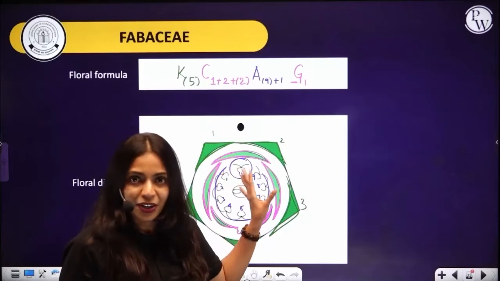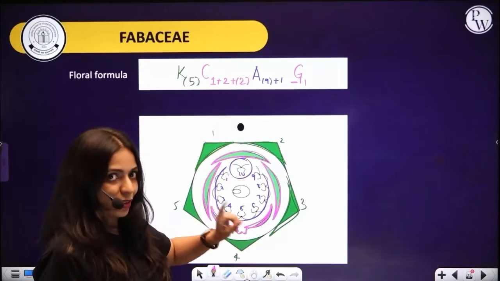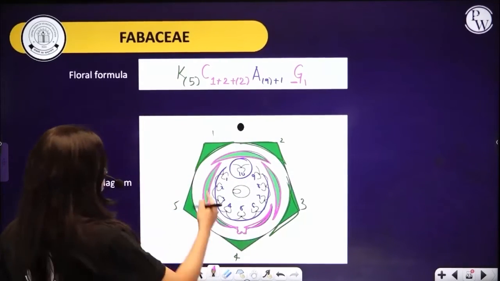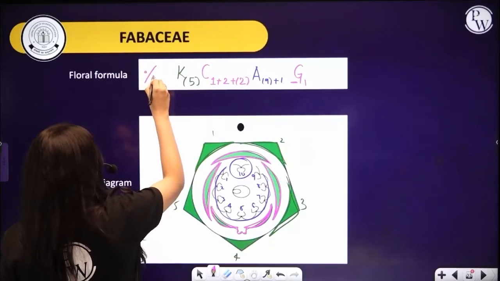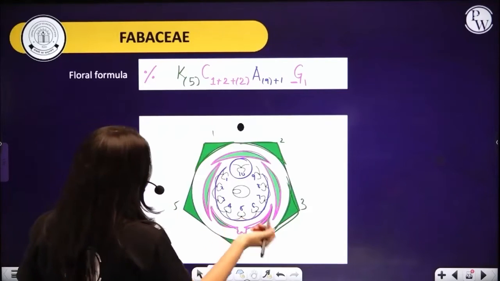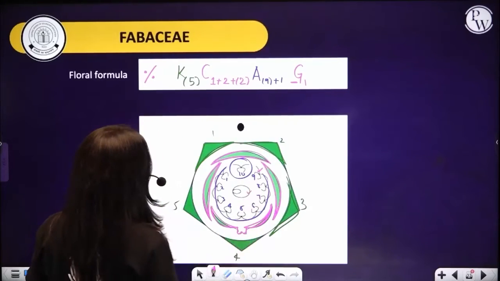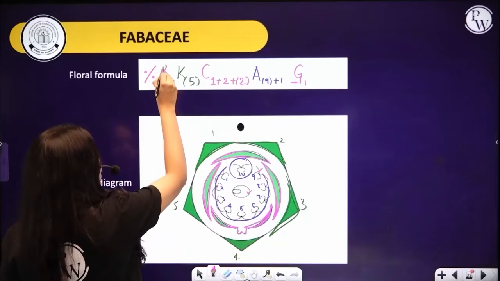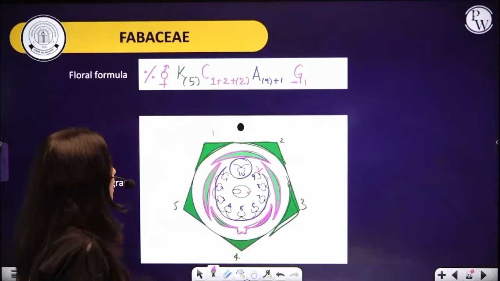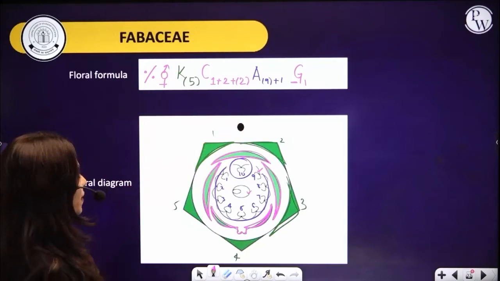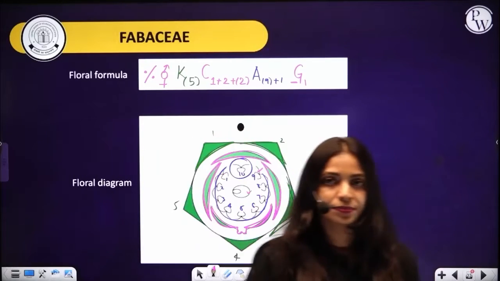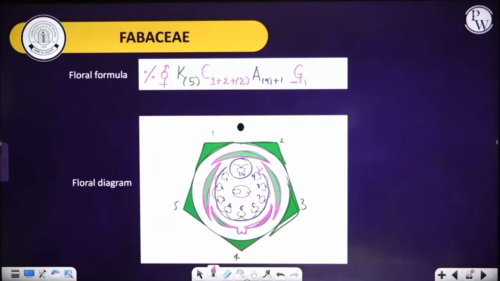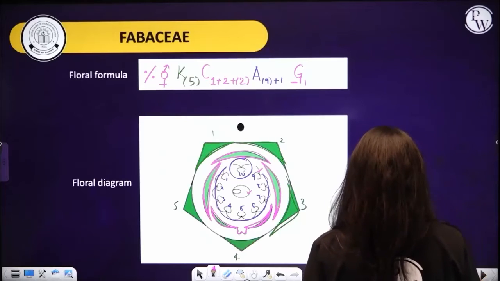Talking about its symmetry and whether it's bisexual or not, we will have to represent that as well in the beginning of the formula. We saw in the description that the flower is zygomorphic, so we will have to write a percentage symbol. Since it is bisexual, it has both the stamen and the pistil, we will represent it with this symbol. So that will give us the floral formula of Fabaceae, and this is the floral diagram of Fabaceae, which you will have to practice. Is that clear? I hope it is. Let's move on.